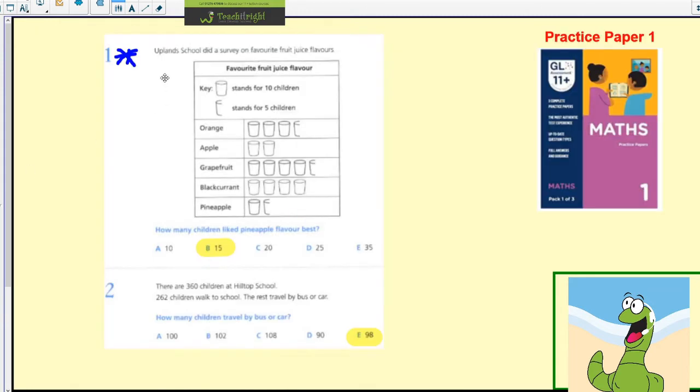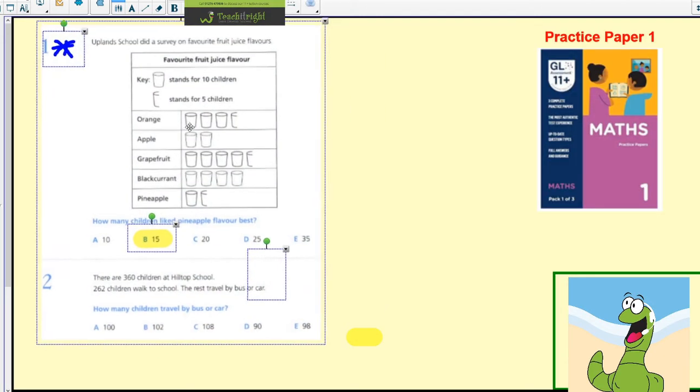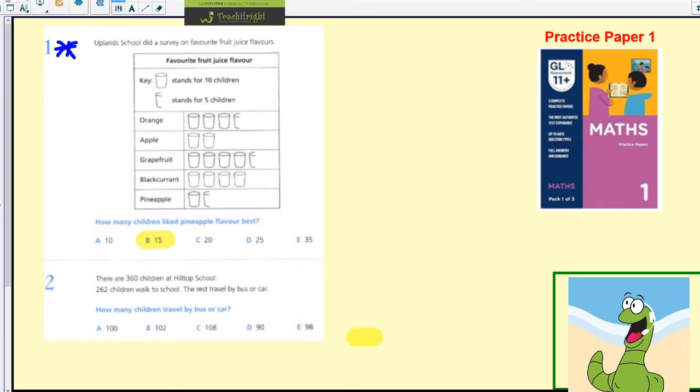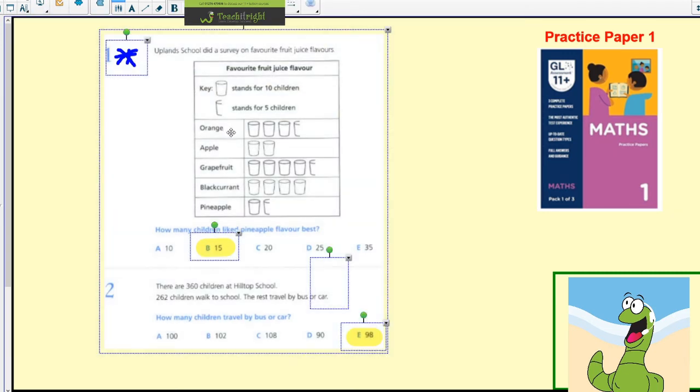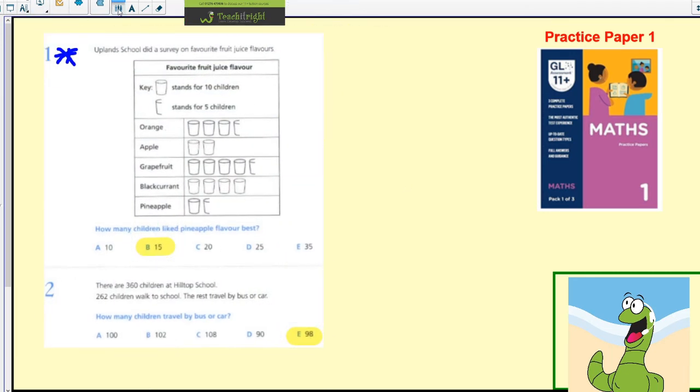Let's make a start. So this is a pictogram. The important thing to note with pictograms is, of course, to find the key. The key says that 1 cup is worth 10, and a half cup is worth 5. And again, how many people like pineapple? So immediately I could head straight to the pineapple. I'm not going to bother working out the rest because pineapple is the only one that matters, and that is a 10 and a 5 to make it 15.